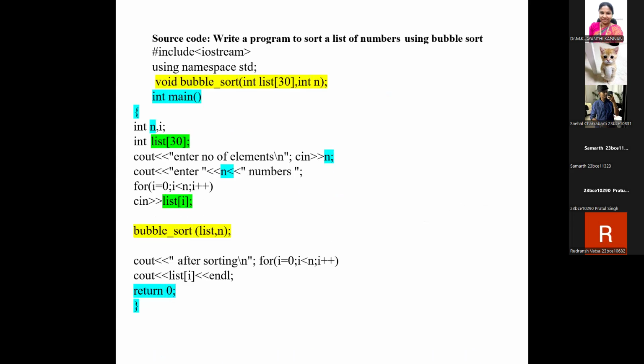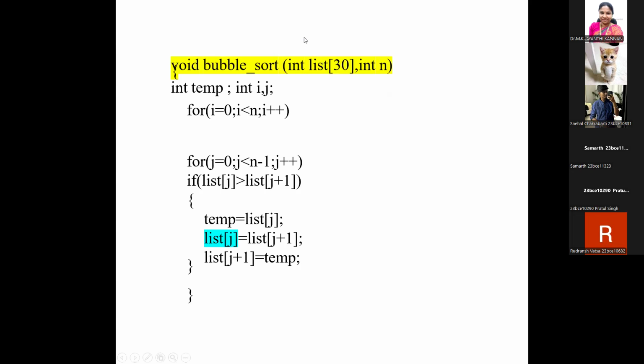Then this is the program. Header files, declare the function outside the main program. Within the main program, read the array elements, then call the function bubble sort. So the return type is void, and we are passing two arguments, list of 30 and the size of the array n. So the list is assigned to list, n is assigned to n. So the formal arguments are given. The function is defined outside. Function starts here, function ends here.